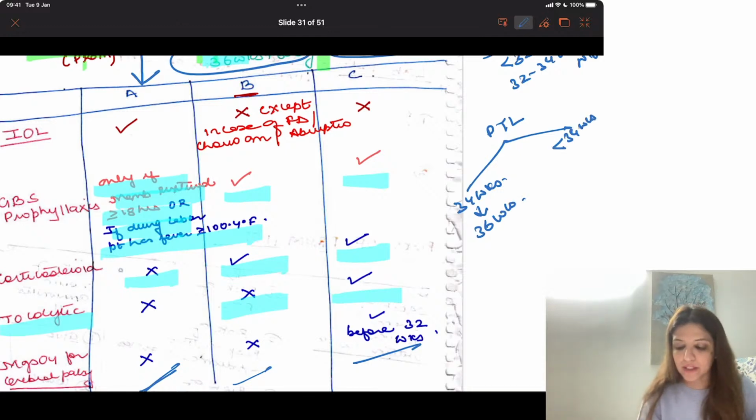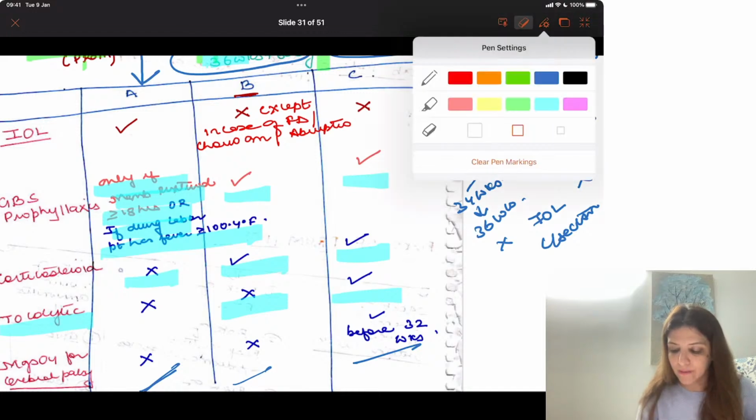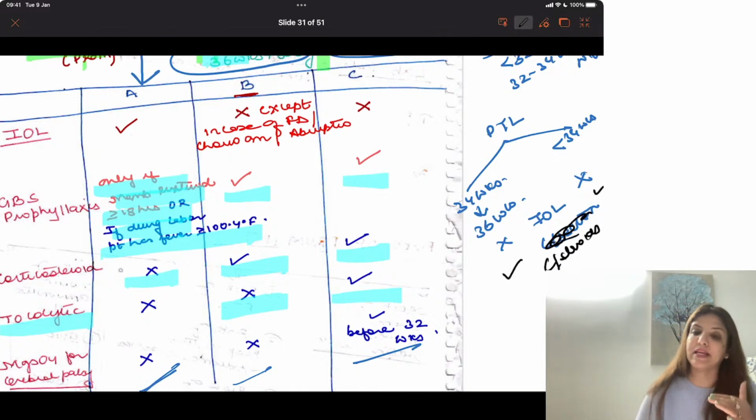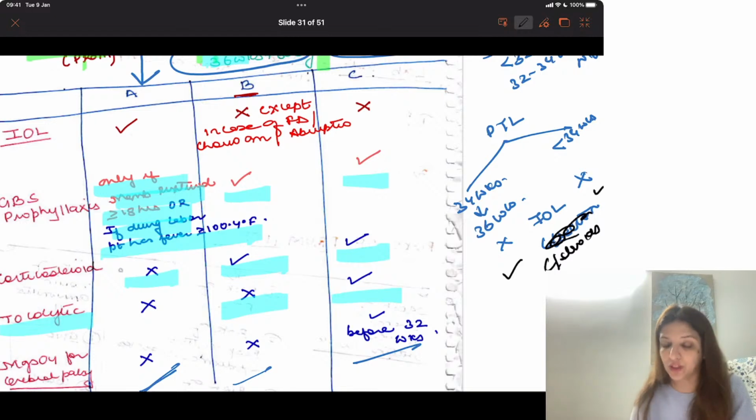So in case of preterm labor, you never go for induction of labor. In case of preterm labor, corticosteroids have to be given. So this is corticosteroids. If they ask you corticosteroids, when are you going to give corticosteroids? Corticosteroids you are going to give in both these cases, whether preterm labor is happening at less than 34 weeks or more than 34 weeks.